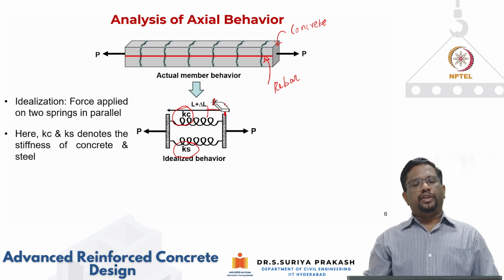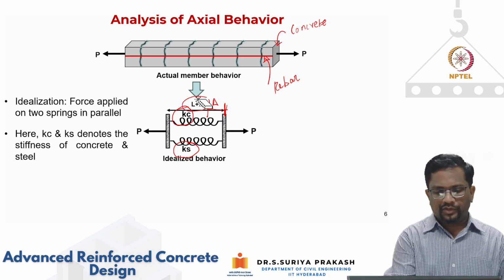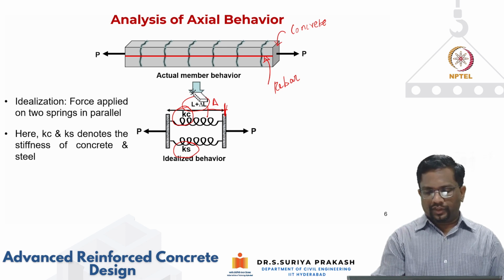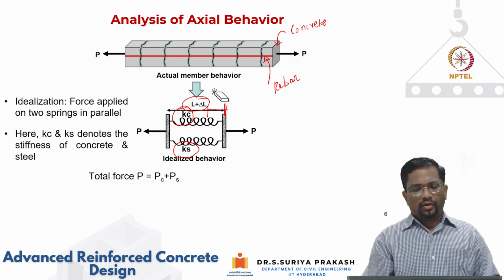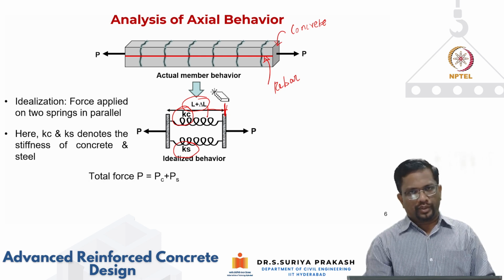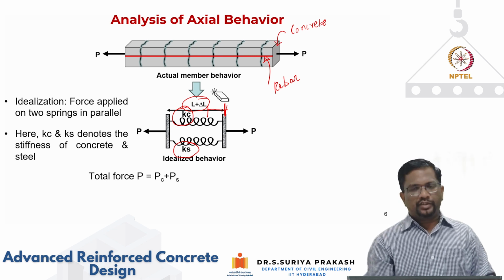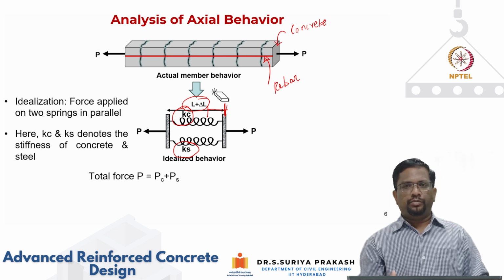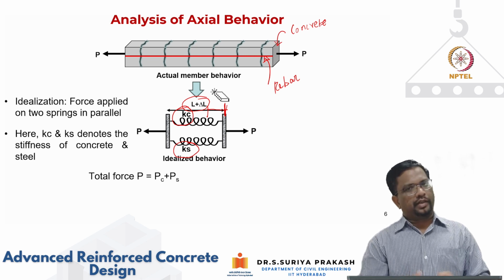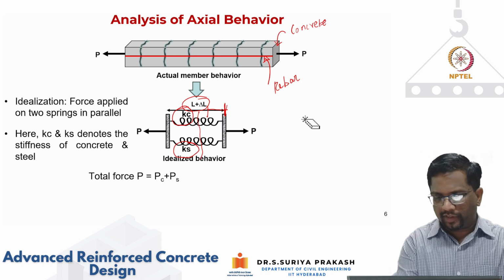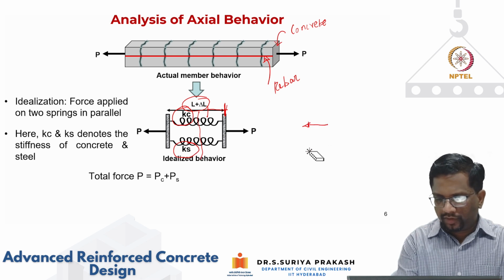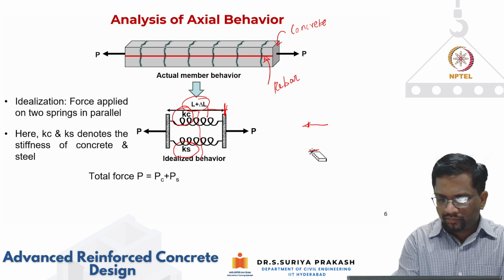So the initial length was L, now it is stretched and has become L plus delta L, or we can also say that the deformation is delta L. Okay, right? Now, from this free body diagram, you can express the applied load as the resistance coming from concrete plus the resistance coming from steel, because these two are acting in parallel. So you can take a small free body diagram like this, and both of them are connected like this.